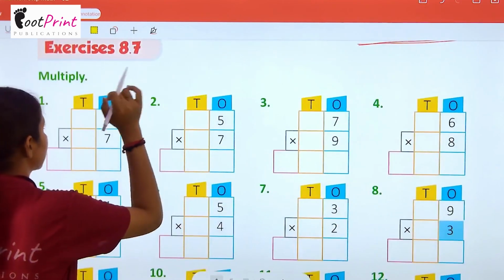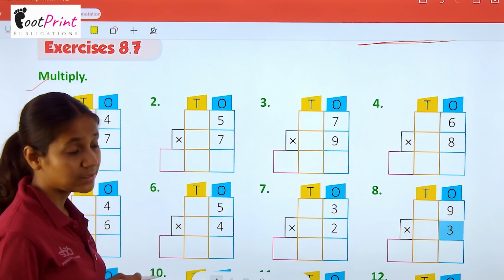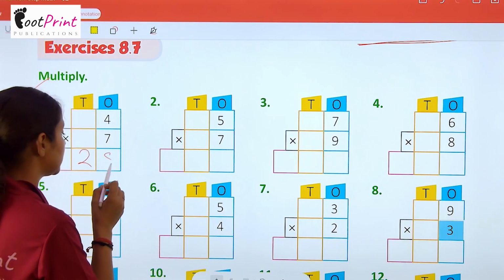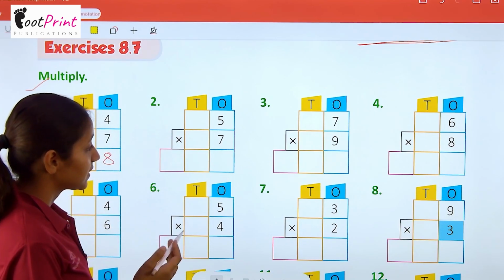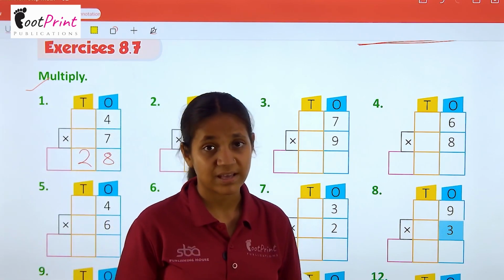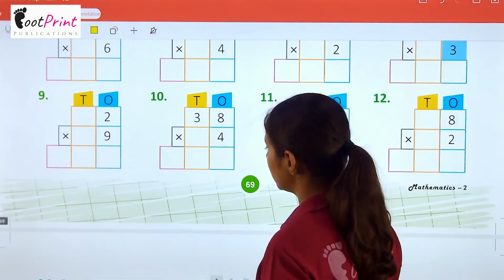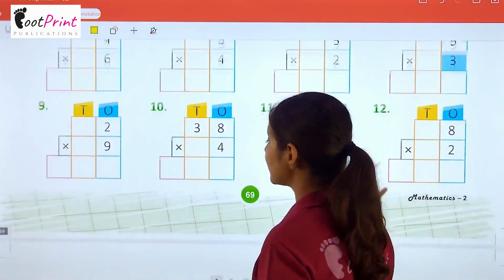Now we have exercise 8.7, multiply. 4 into 7, 7 4s are 28. So simply write here 28. Now, that is 7 5s are 35. So simply do the multiplication by just reading the table. Okay. Now the rest of the parts of this exercise you have to do by yourself.